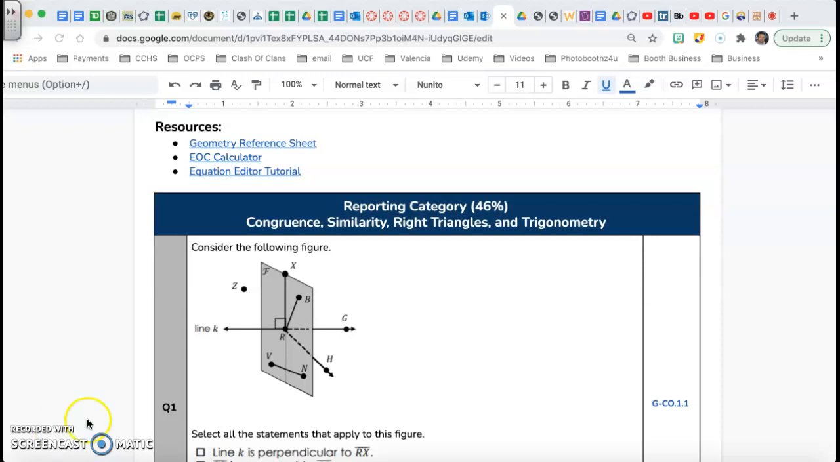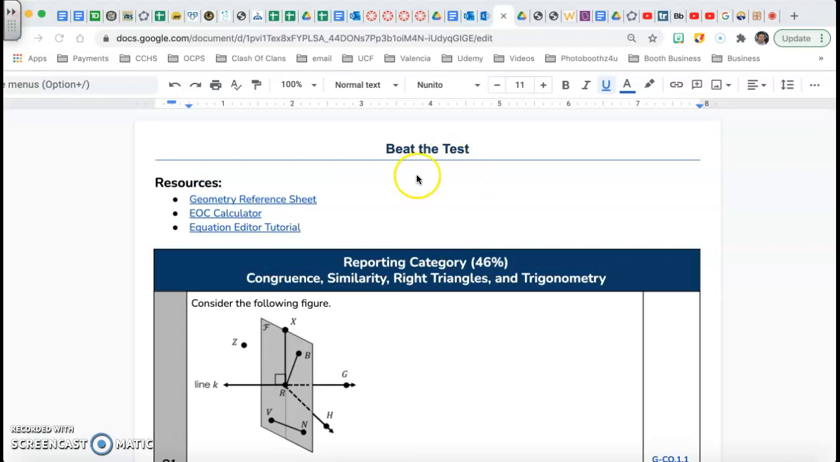Okay, so today we're going to use a practice test, which is called Beat the Test. This is given by the county, therefore it's official, and it's very similar to the questions that we have on the regular end of course exam. Before we start, I'm going to talk about these three resources.